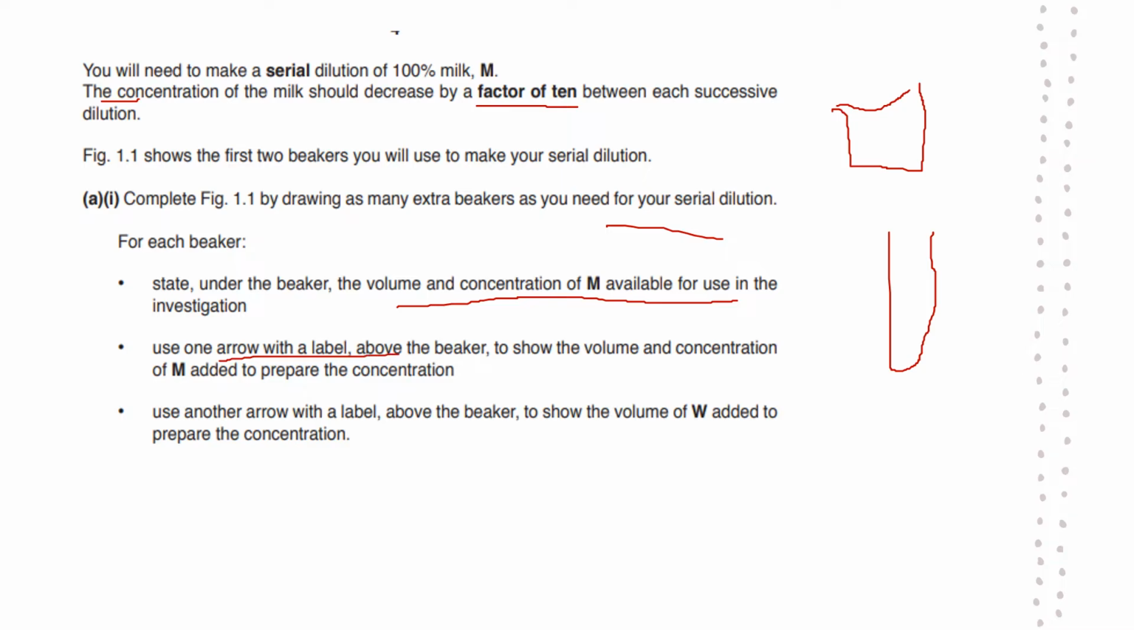Use one arrow to label above the beaker to show the volume and concentration of M added to prepare the concentration, and another arrow above the beaker to show the volume of water added, because water is W. So let's look at this figure so that you understand better.